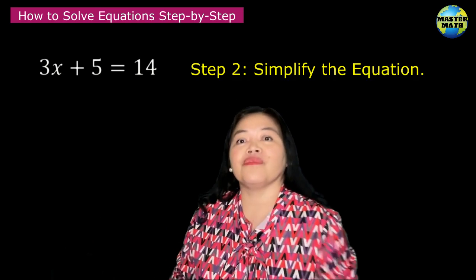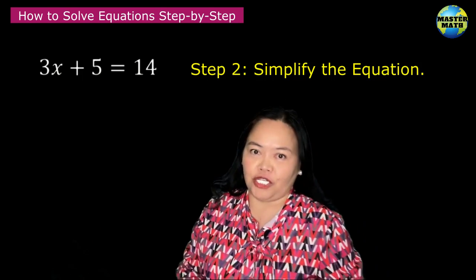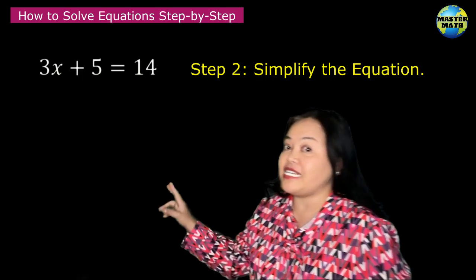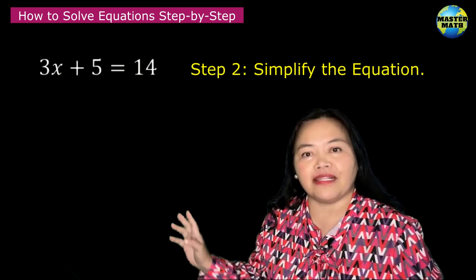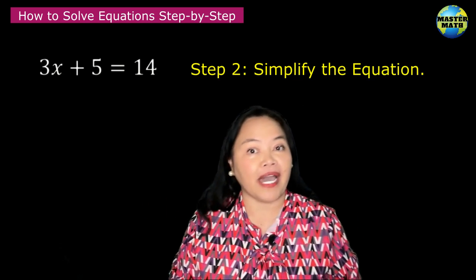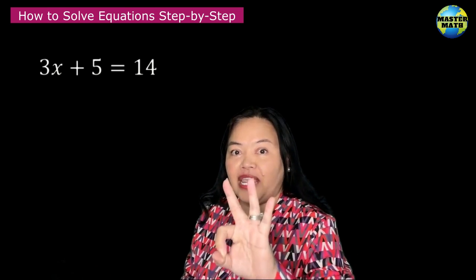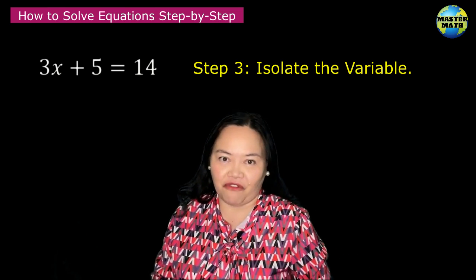Step 2, simplify the equation. Look at both sides of the equation. In this case, there are no parentheses or like terms to combine, so we can move to the next step. Step 3, isolating the variable.